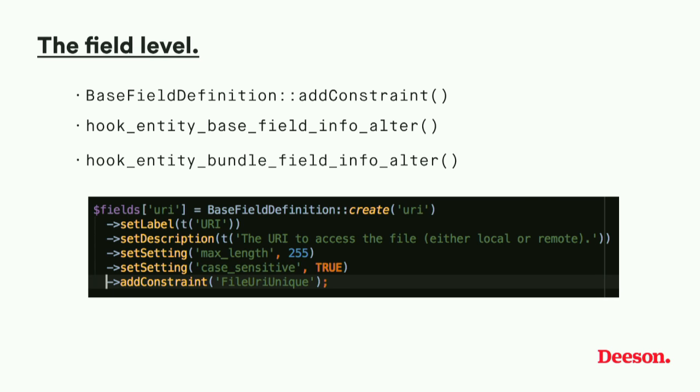So on the field level, so the field item list, it's the same. So when you are defining a content entity, you usually have what used to be called properties in Drupal 7. Now they're called base fields. So you just add a base field, and you can add constraints. And it's a constraint that applies to a field item list. Well, it doesn't work if you want to do it to someone else's base fields or even bundle fields, again, you just alter them.